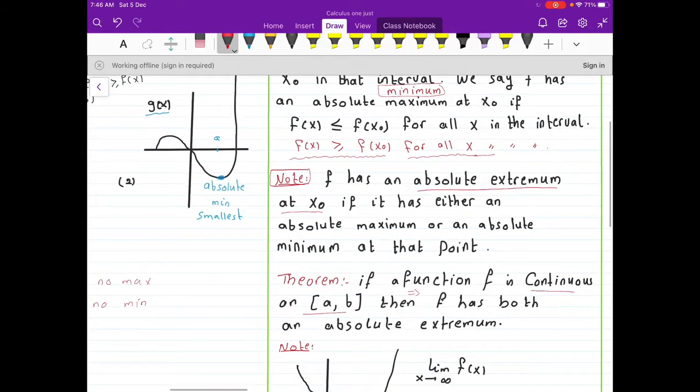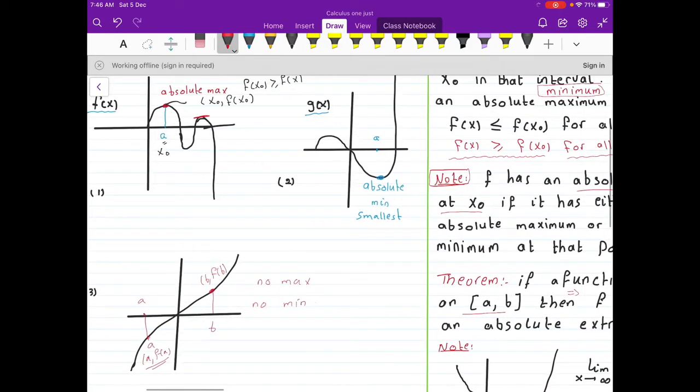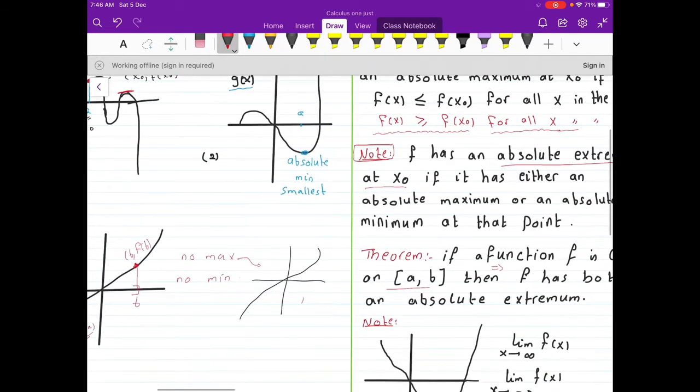Notice this function, when we defined it, has no max and no minimum. But when we define the function on a closed interval and it is continuous, it must have an absolute extremum, either a max or a minimum. So notice this function has an absolute minimum and an absolute maximum. But this function has no max and no minimum when it is defined on R, not on a closed interval.